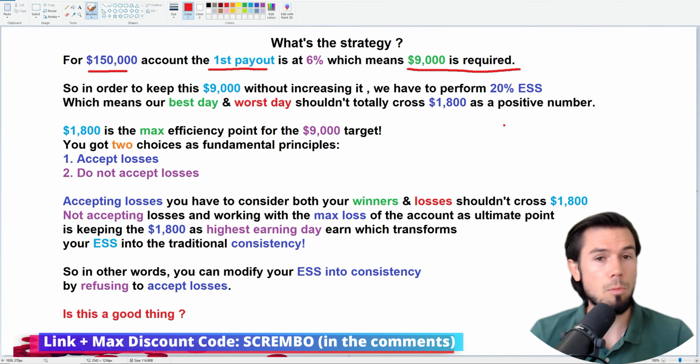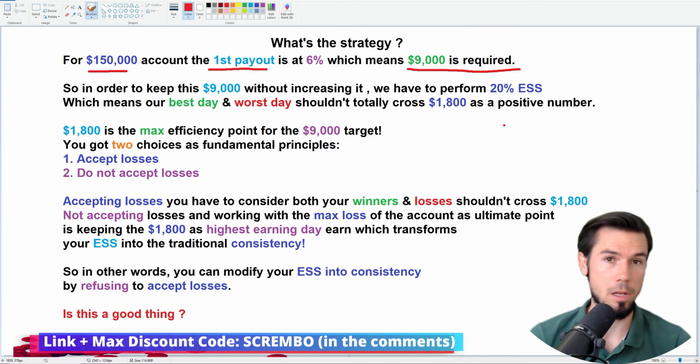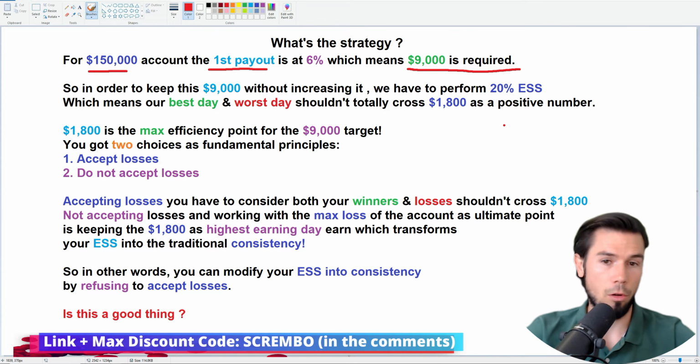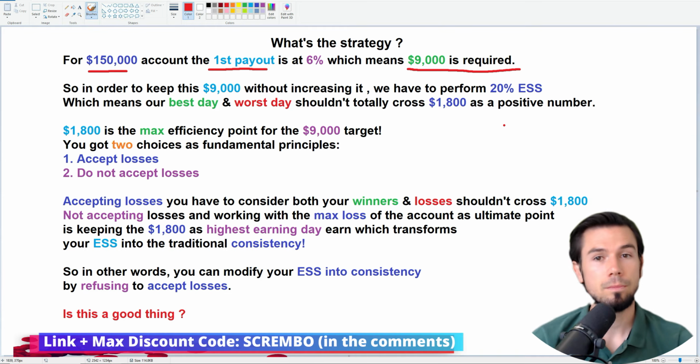So you should do the minimum possible and get paid. That should be your number one priority, guys. Do not think about buffer, and do not think about other strategies of risk management and drawdown and stuff like that. There is no room for that, especially in the first payout.